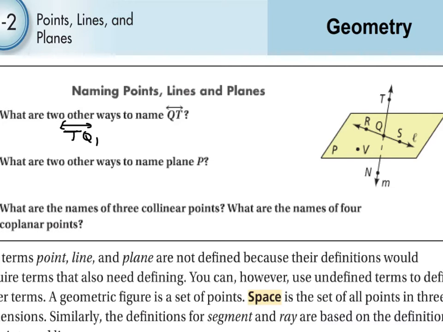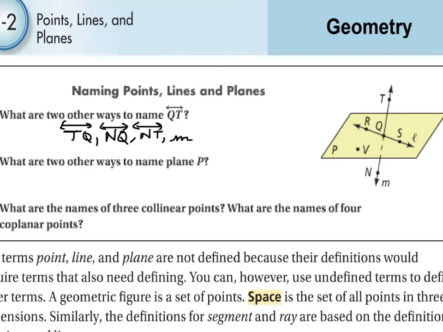I could also name this line NQ, or I could throw N and Q together, or I could also name it N and T. Or again, I could flip-flop those as well, but I don't need to. Or you'll notice that on this line right here, I have a little cursive letter. So I could also name this line M. Okay? Remember, lines are always named with 2 points.